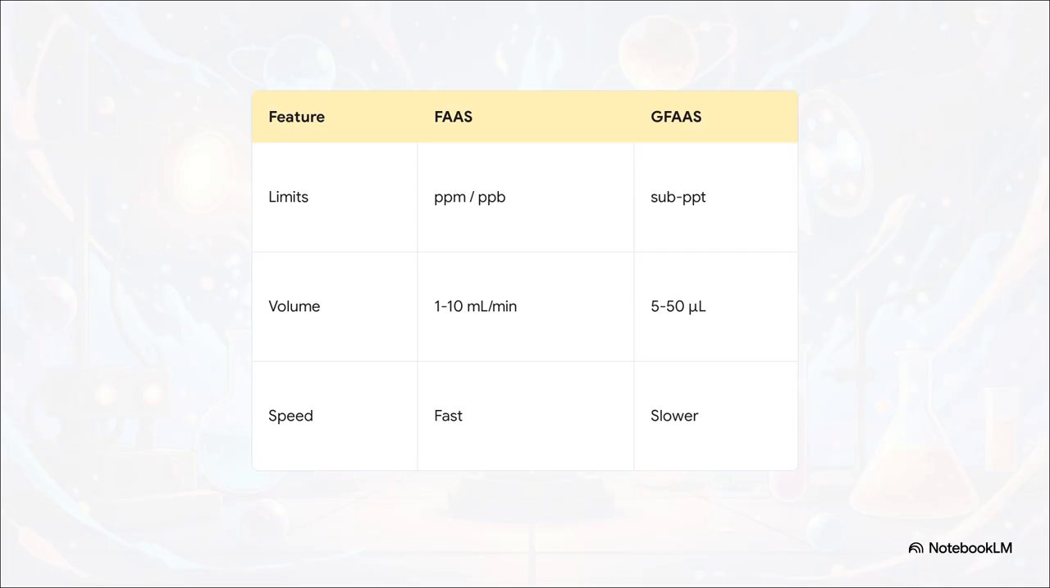GFAAS, on the other hand, operates at sub-parts per trillion sensitivity. That is literally finding one specific drop of water inside an entire Olympic swimming pool. The catch is, it takes minutes per sample, but it's hundreds to thousands of times more sensitive. We actually quantify this mathematically. We use characteristic concentration for flame and characteristic mass for furnace, which tells us the exact amount of analyte needed to produce a standardized 0.0044 absorbance signal.